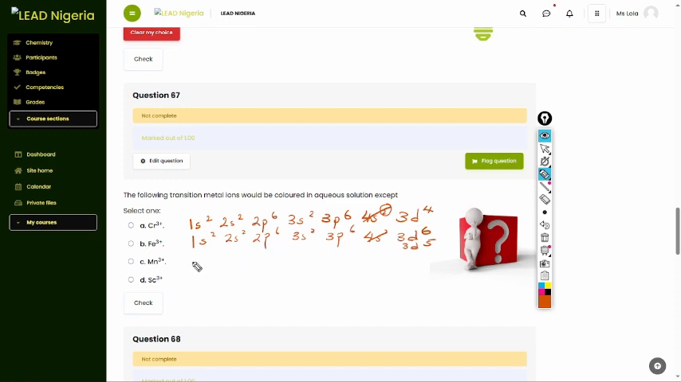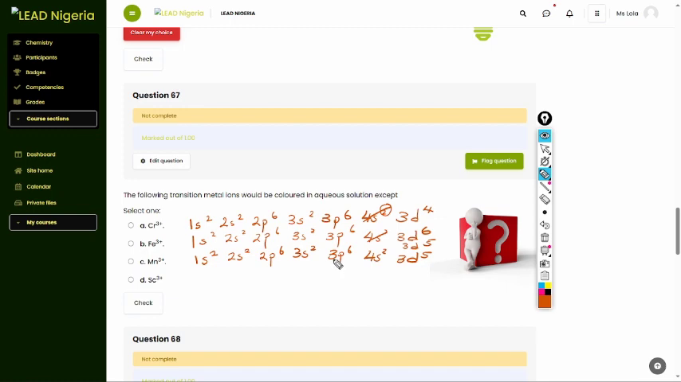Now for manganese, the atomic number of manganese, let's see, that's 25. It's 25. So 2p6, 3s2, 3p6, 4s2, 3d5.